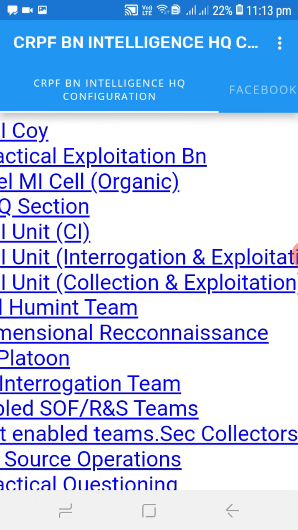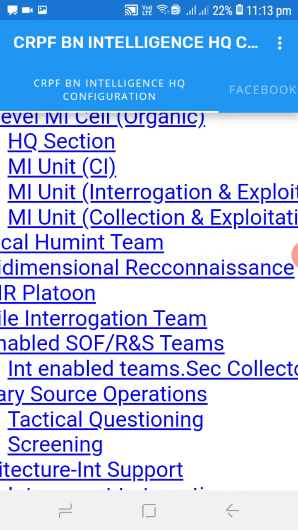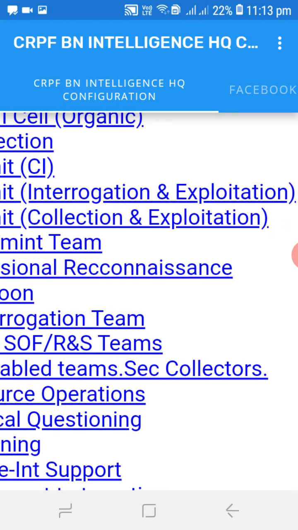So int enabled Cobra and the reconnaissance surveillance teams, and int enabled teams for secondary collectors. Military source operations and tactical questioning for community public operations, screening. The remaining part I will not touch, they are meant for the army. Before I dwell on these intelligence ones, I'll go back to the starting.